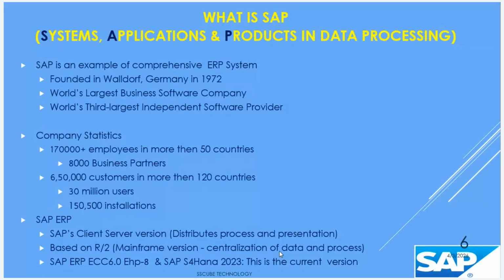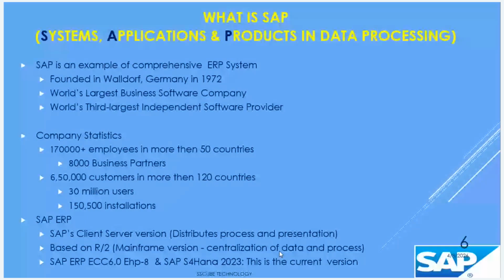Now, SAP ERP, SAP's client server versions, what do they actually do? SAP is distributed process and presentation. So there are two sides: one is the processing, another is the presentation. Presentation we get in the front end, and the processes are in the back end. This is based on the R2 mainframe version, with centralization of data and process.